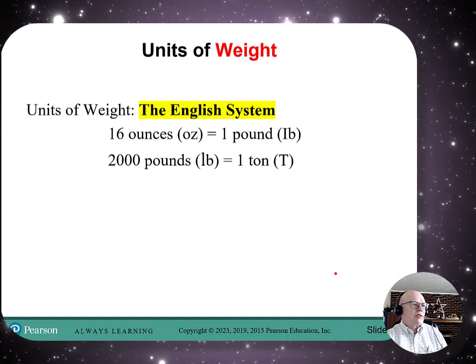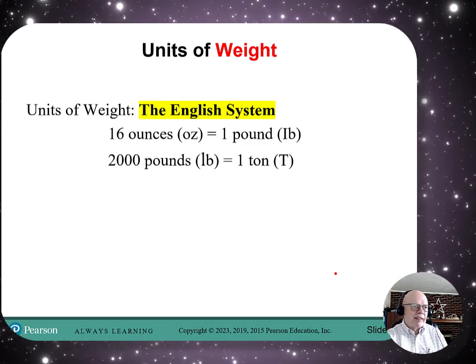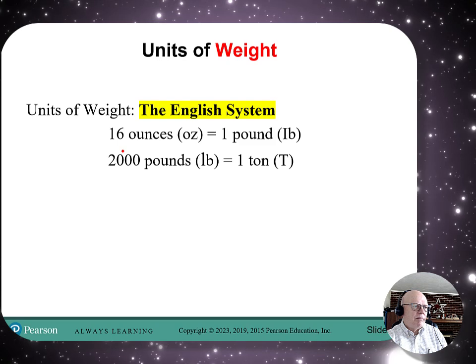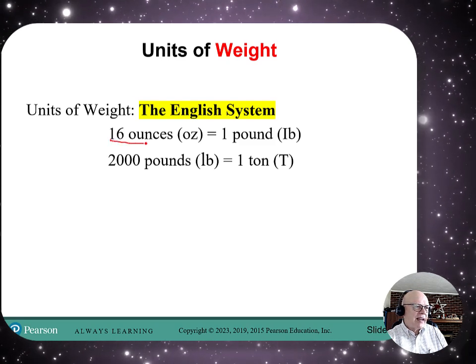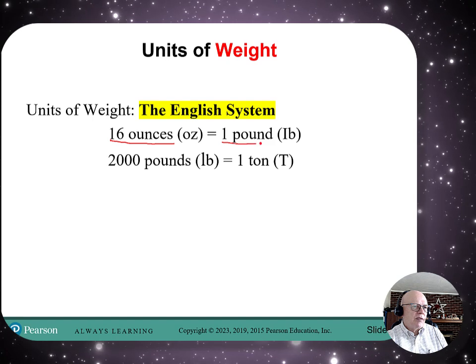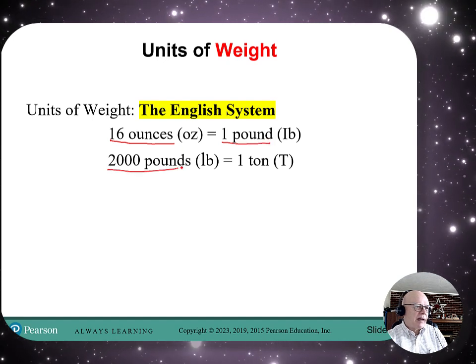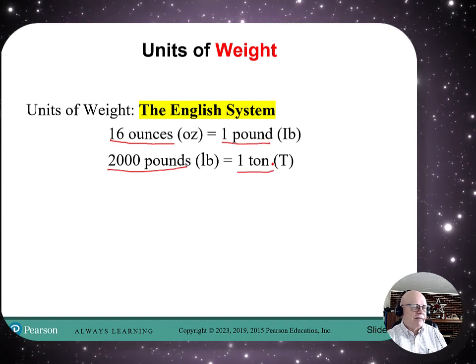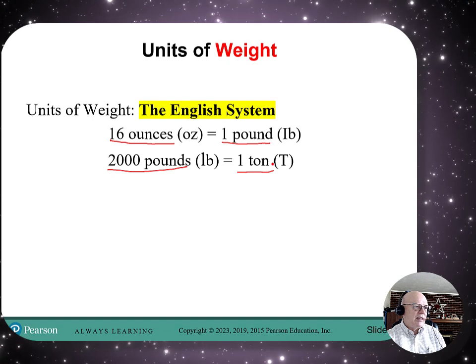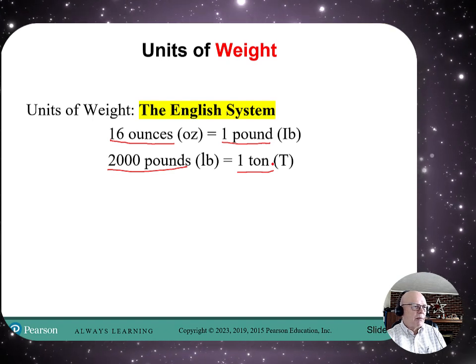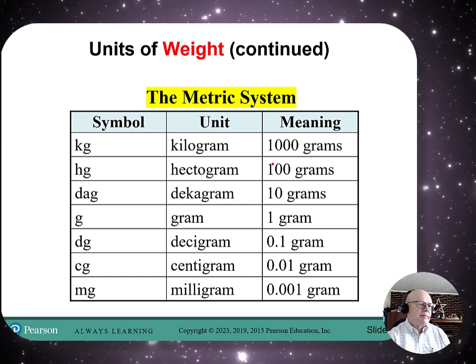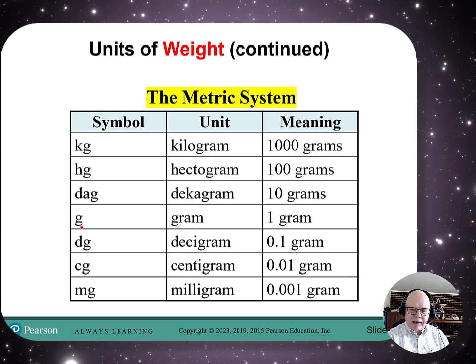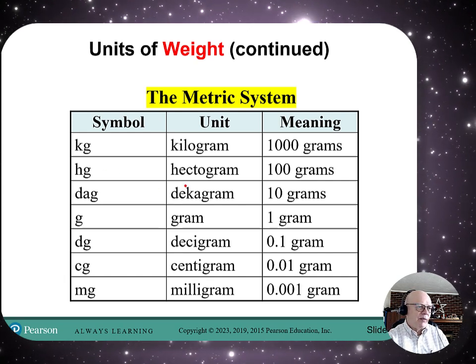So here are the units of weight in the English system. They aren't necessarily the only ones, but 16 ounces gives you a pound. 2,000 pounds, you've got a ton. Very simple. 16, 2,000, you probably already know these. For the metric system, it's a little bit more interesting, or easier actually.